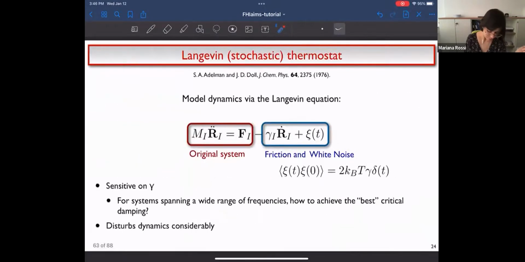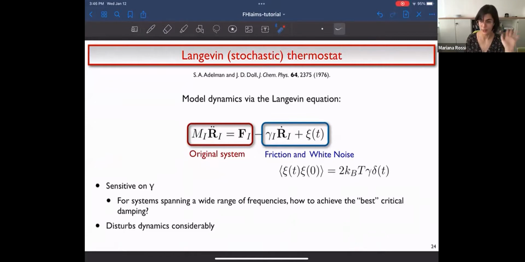So this thermostat is quite sensitive on gamma, the friction parameter. And it's hard to know what is the best gamma to choose if your system has a wide range of frequency ranges, and also it disturbs the dynamics considerably.